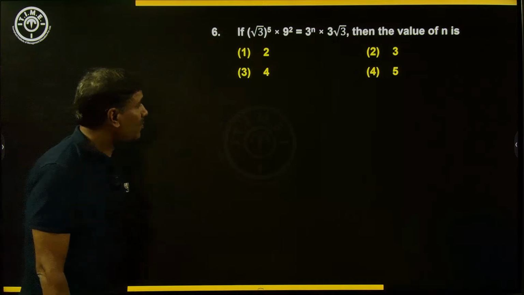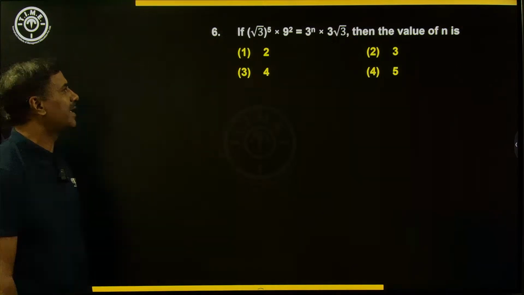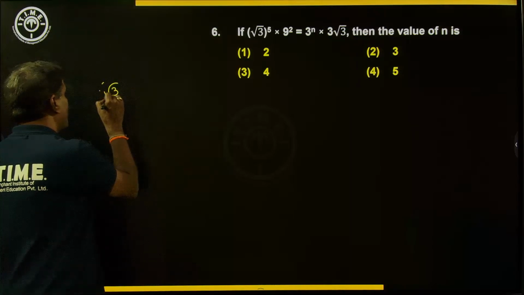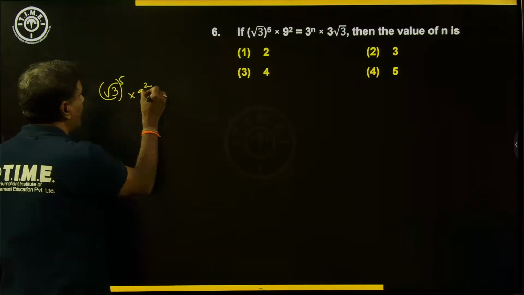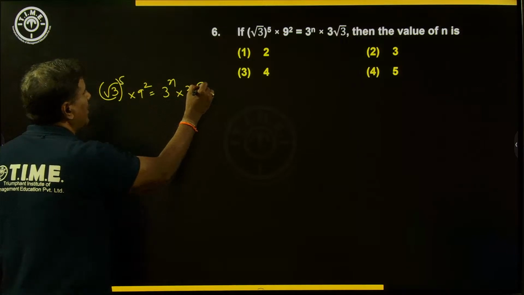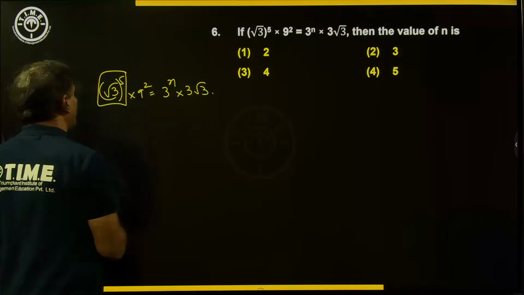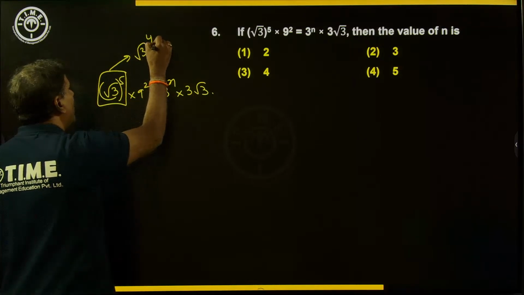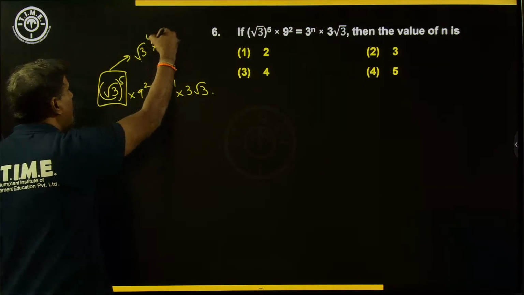If root 3 in power 5 into 9 square is equal to 3 power n into 3 root 3, then the value of n is how much is the question. So root 3 power 5 into 9 square is equal to 3 power n into 3 root 3. Here we have root 3, so it is better we express this also in terms of root 3. We will write this as root 3 power 4 into root 3 power 1. Because the bases are the same, we can add the indices, 4 plus 1 to get 5.